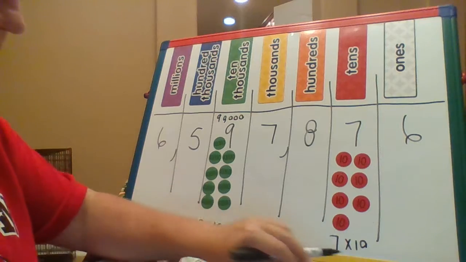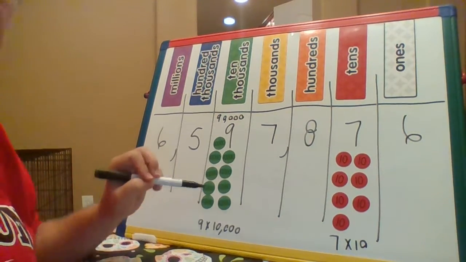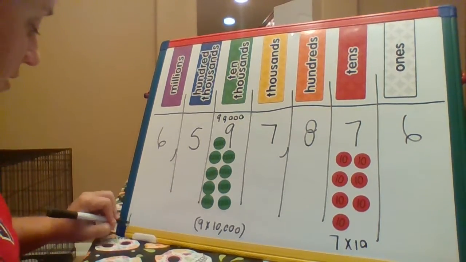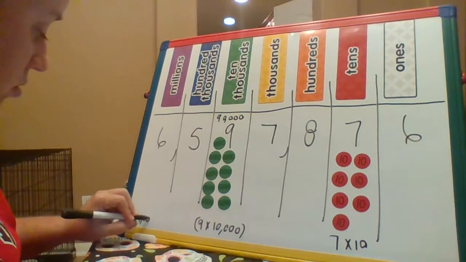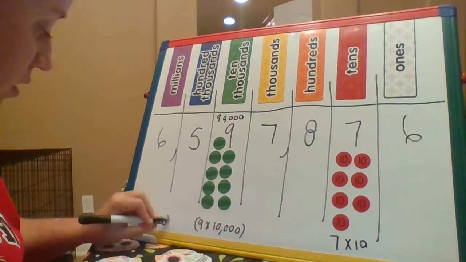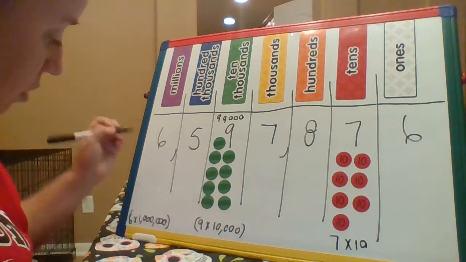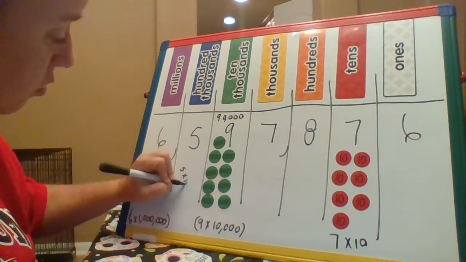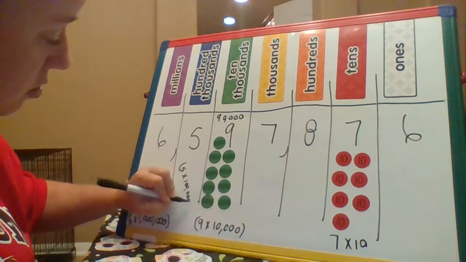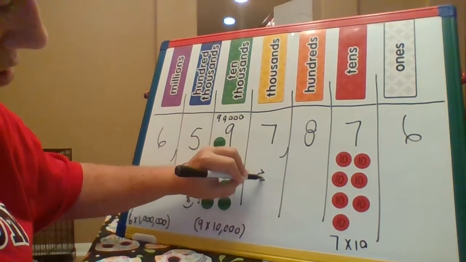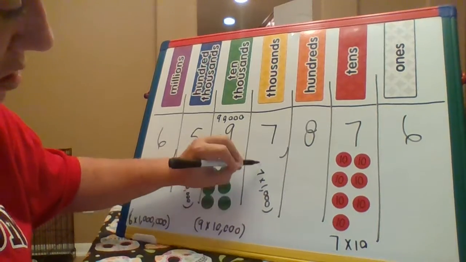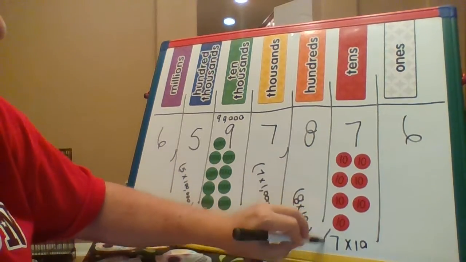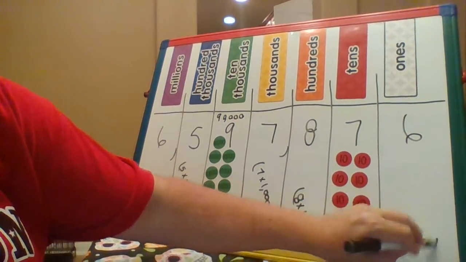So when we write out all of these, how many groups there are in each one, this is called expanded notation. We put parentheses around them. So this would be 6 times a million. A million has 6 zeros that follow. This would be 5 times 100,000. This would be 7 times 1,000, because it's in the thousands place. 8 times 100. 7 times 10, and 6 times 1.